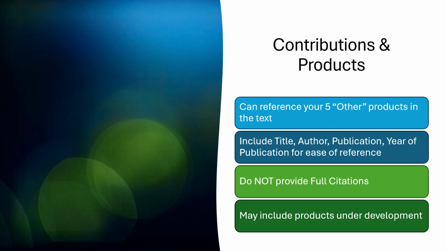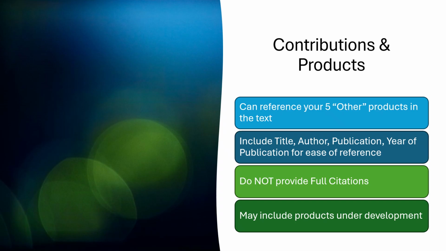So as I mentioned, you can reference up to 5 of the other significant products that you've cited in your Common Form Biosketch and put them within the text of the contribution. NIH suggests that to make it easier for reviewers to understand, you should include something like the title, author, publication, year of publication for ease of reference. However, they do not want you to provide the full citation.